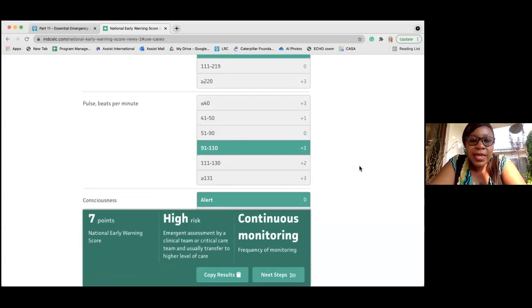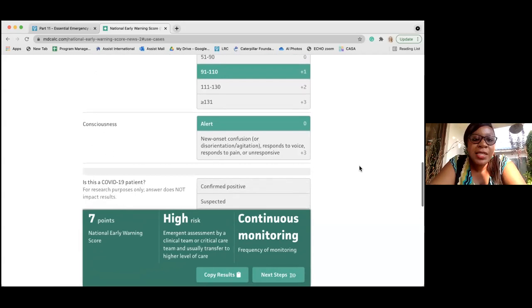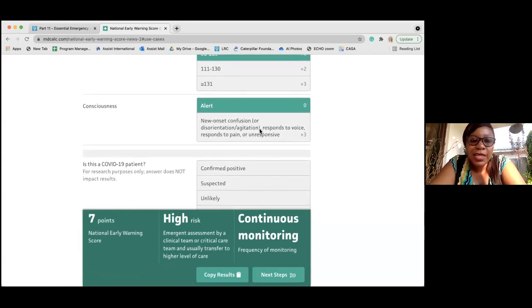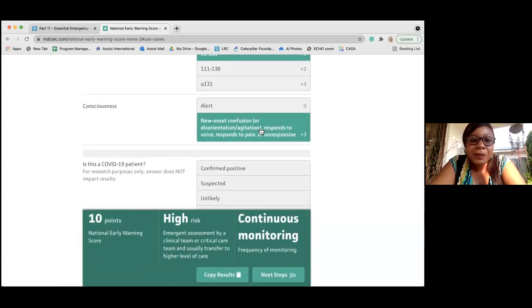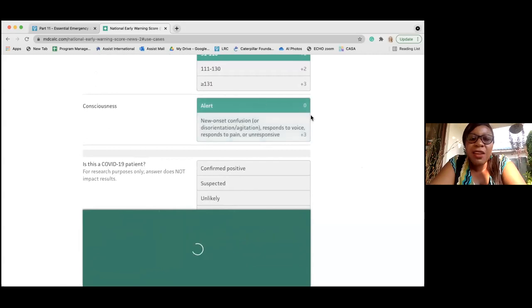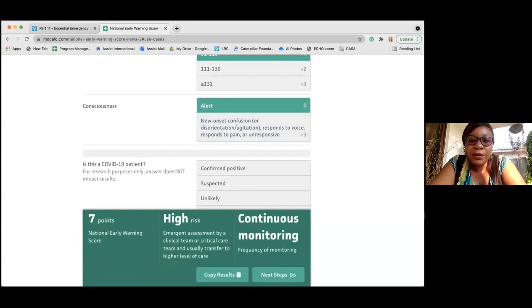So you simply tick. After you do this, you move on to the last parameter, which is the conscious level of your patient. Is your patient alert, or is there a new onset confusion? So this, you could also use the AVPU. So this is your response. Is your patient alert, responding to voice, pain, or are they unresponsive? So this gives you a good idea of your patient's conscious level.